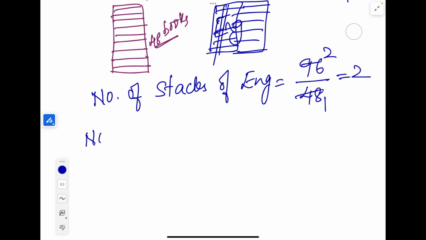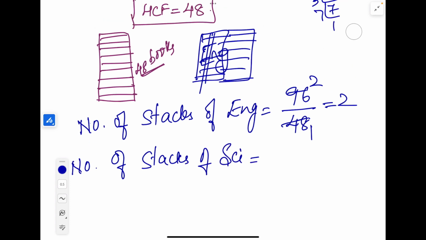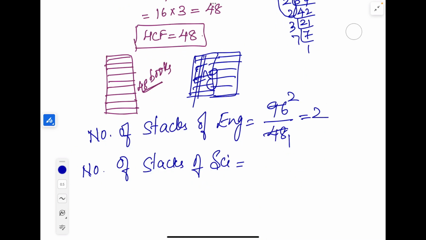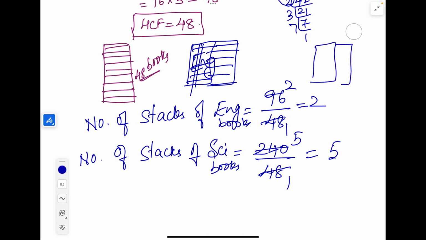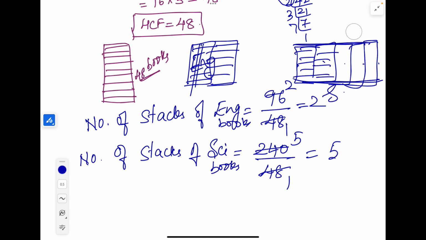Now the number of stacks for science. How many science books are there? 240, right? So 240 divided by 48 will be 5. So we will get 5 stacks of science books, and 2 stacks of English books. That means 5 stacks will be made, all of the same height, children. Each stack will have 48 books, and all of them will be science books.